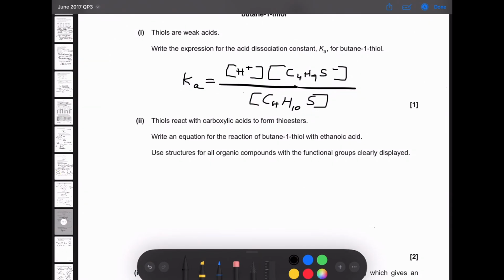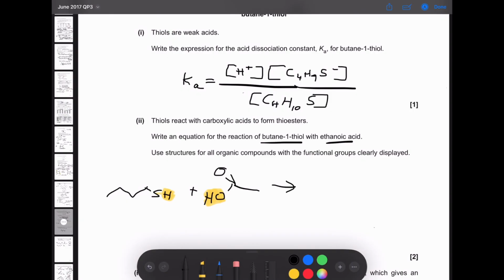Thiols react with carboxylic acids to form thioesters. Write an equation for the reaction of butane-1-thiol with ethanoic acid. Use structures for all organic compounds with the functional group clearly displayed. So butane thiol is 1, 2, 3, 4 SH plus ethanoic acid, which is, we're going to draw it the other way around. That's awful. Like that. Double bond O, OH here. What can you see? Well, OH group and an H. That's going to form water.